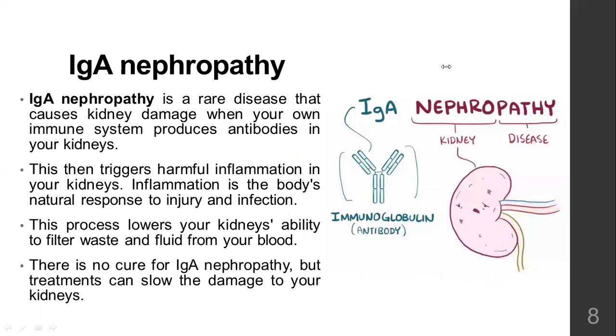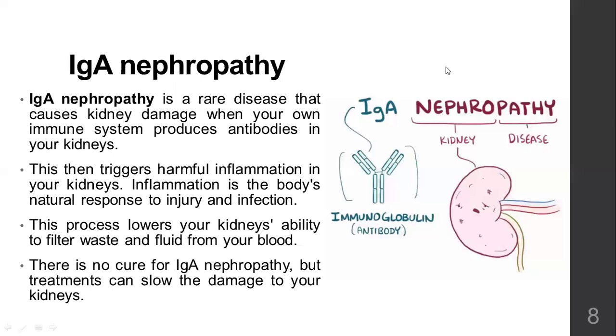Then you have IgA nephropathy. IgA is immunoglobulin A. There are different types of immunoglobulins. These are immunity proteins, proteins that have the function of immunity. Anywhere you see capital I, small g, it is immunoglobulin. IgA, IgE, IgG. There are different types of immunoglobulins in your body.